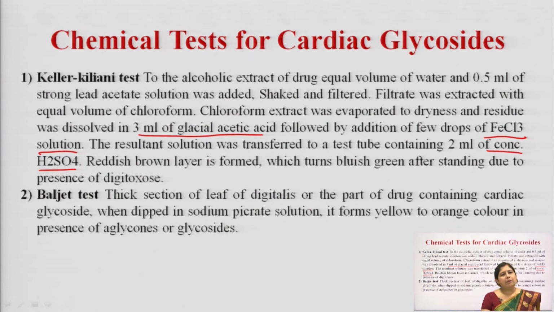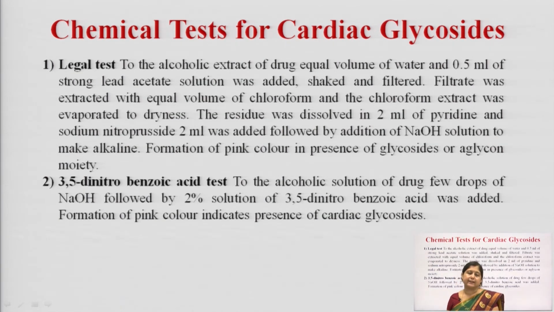The second test is the Baljet test. In the Baljet test, we take a thick section of the leaf of digitalis or any other drug, and to this we will add sodium picrate solution. So, we see the formation of a yellow to orange color in the presence of these aglycones or even the glycosides.